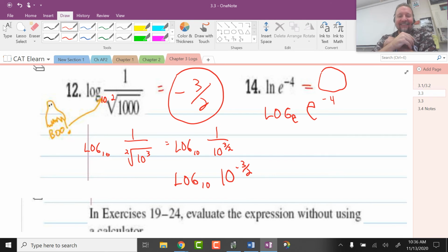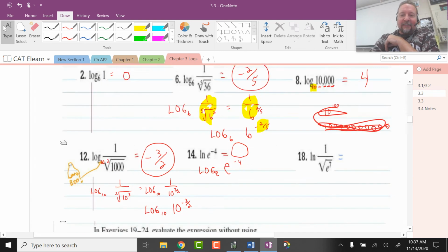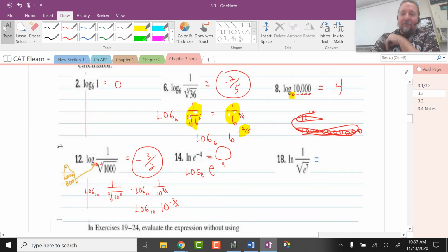It's a rule. Notice this: log base 10 of 10 to the -3/2 is just -3/2. Log base 6 of 6 to the -2/5 is just -2/5. Log base 10 of 10 to the 4th is 4. Log base e of e to the -4th is -4. Next.